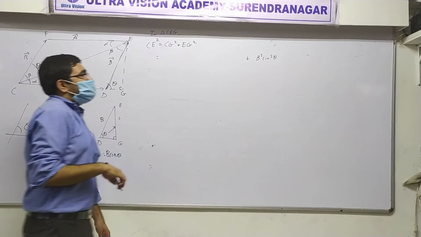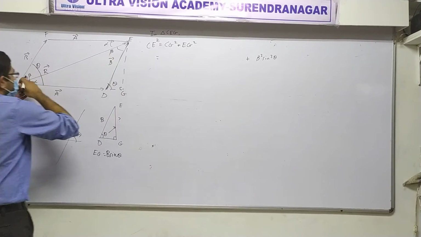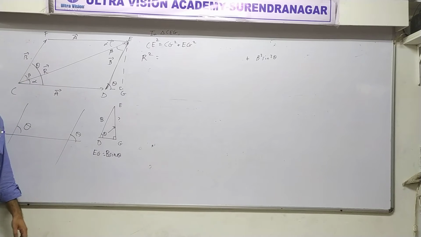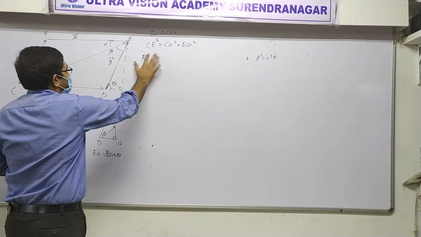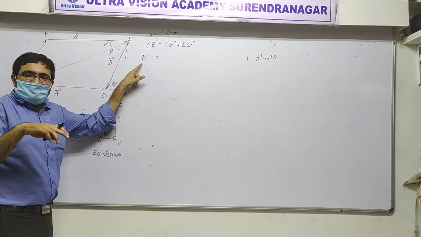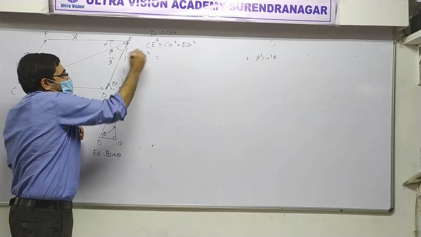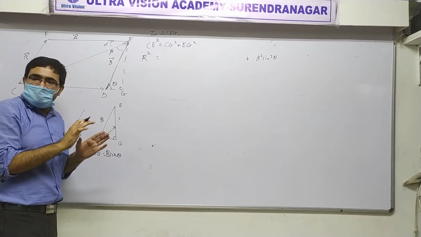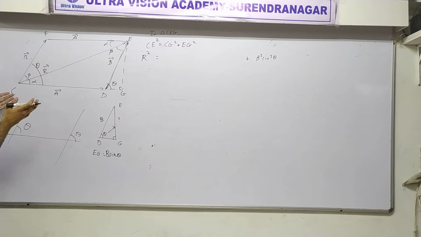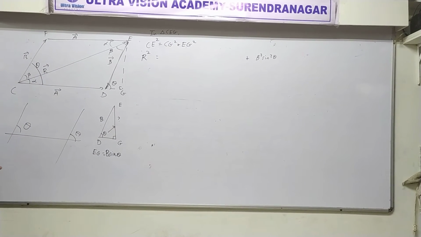Got it? Now the left side. CE is the length of R. So I should write R squared. Did you get it? What is the meaning of writing R only like this? That is C. No square. So C square is R square. Got it? Equal. Now here I want to write CG. Look at what we have here, big thing CG. What should I write CG as?